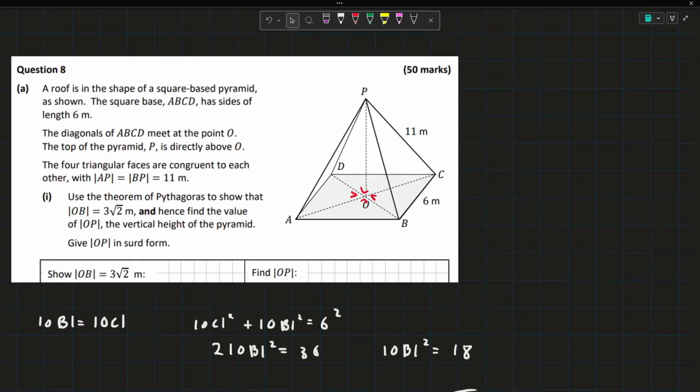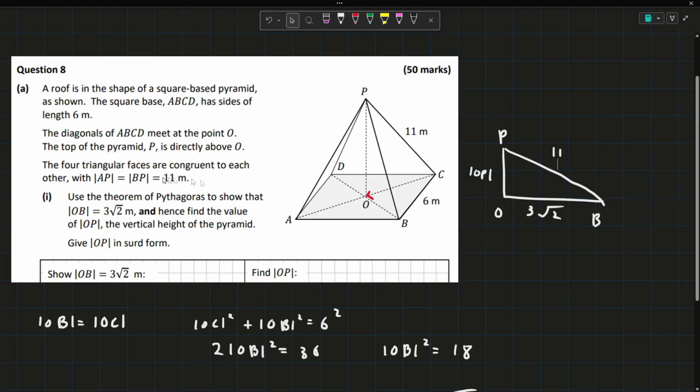The way that we can do that is, we know what OB is, and we know what, for example, BP is, because they're all the same, they're 11. So there's another right-angled triangle if you look at this one, POB. If I draw this triangle, completely not to scale, this distance here is 3 root 2. That's what we just found. The height is what we're looking for, that's OP. And then this is 11, because it says BP is 11.